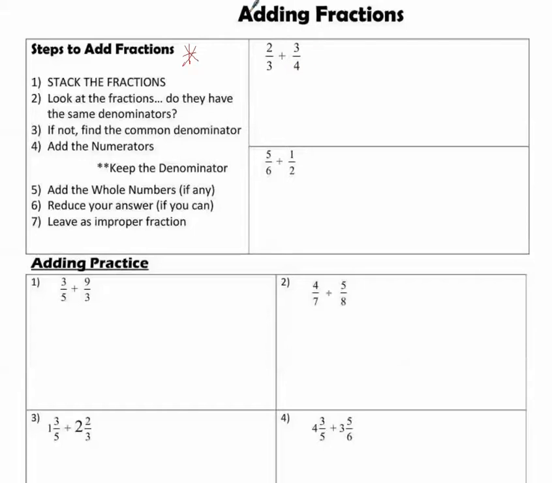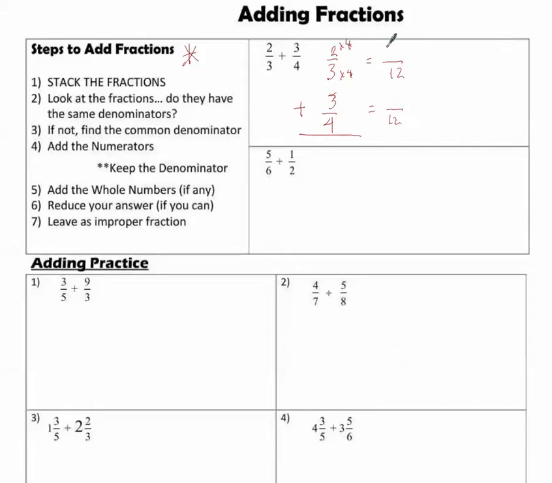Let's try a couple. So I'm going to stack 2/3 and 3/4. 3 and 4 are my denominators. They are not the same, so I want to get a common denominator. 3 and 4 both have 12 in common. To go from 3 to 12, I have to multiply it by 4. Whatever you do to the bottom, you have to do to the top.